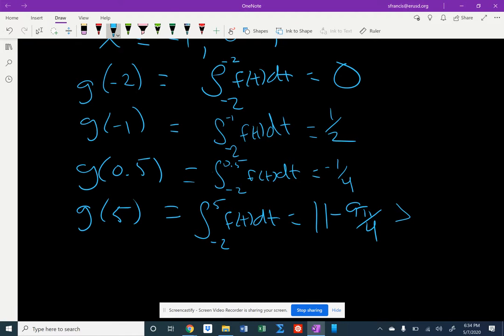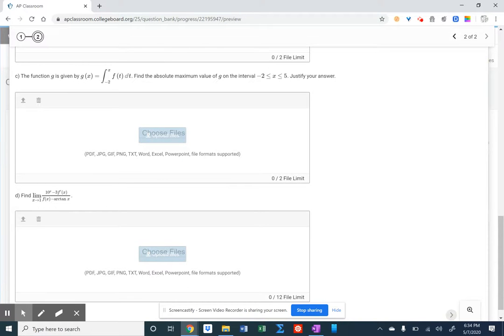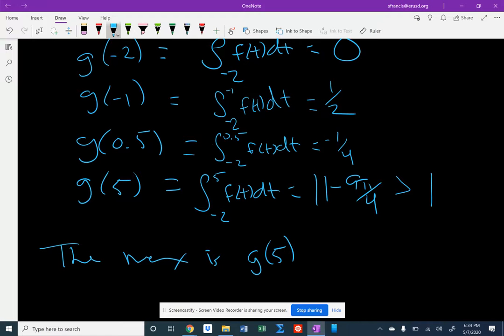You can just say with confidence this is greater than 1. So this is the max. And actually, you don't even have to justify it that much. Just say the max is g of 5. Actually, let me see something. They asked for the max or the... Yeah, so they want the output. So the max is g of 5 equals 11 minus 9 pi over 4. And use the closed interval method to demonstrate that one.